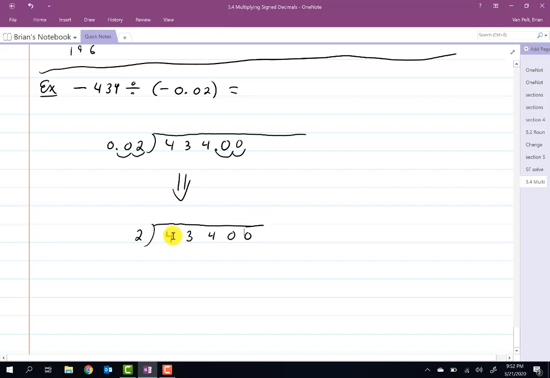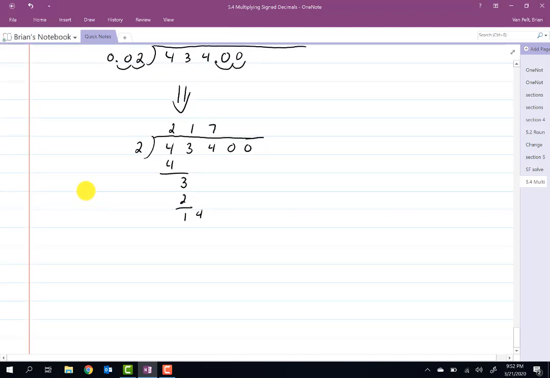Let's start with 2 goes into 4 twice. 4 minus 4 is 0. I'll bring down the 3. 2 goes into 3 once. Then 3 minus 2 is 1. Bring down the 4. 2 goes into 14 7 times, and then you get 0. So I can guarantee you this, the answer is not 217.